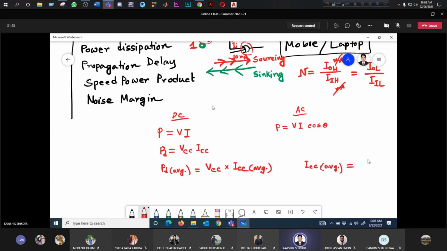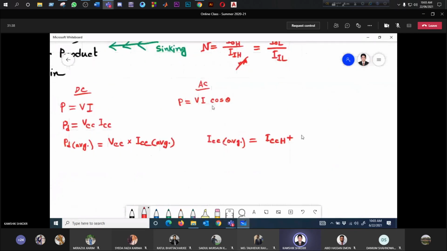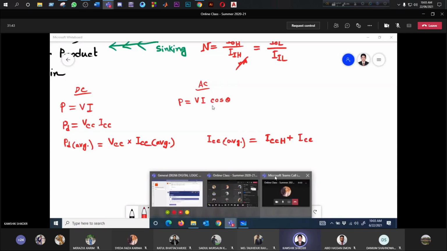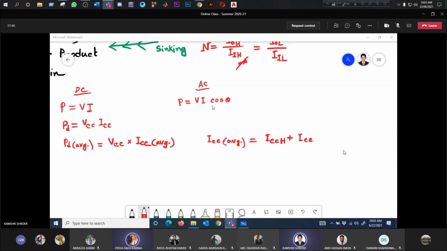So similarly, one current is ICC ACE. Another one is ICC L, right? So two currents are there, ICC ACE plus ICC L, and it's divided by 2. This is the normal average calculation formula, but this one is only applicable when the circuit is operating under 50% duty cycle. So what does it mean?